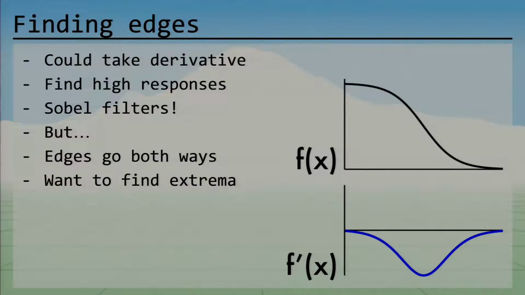But edges go both ways, so it's often not enough to just look for the high points in the gradient that we're going to get out of the image. What we really want is to find both extremes. We want to find places where the gradient is really high, and we also want to find places where the gradient is really low.